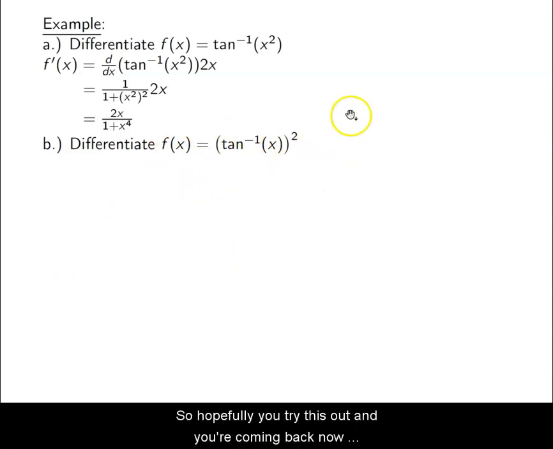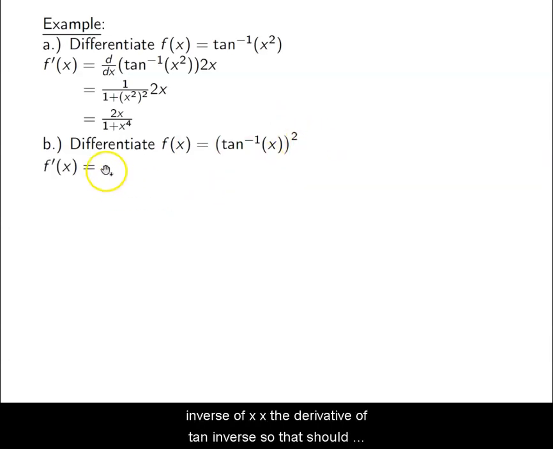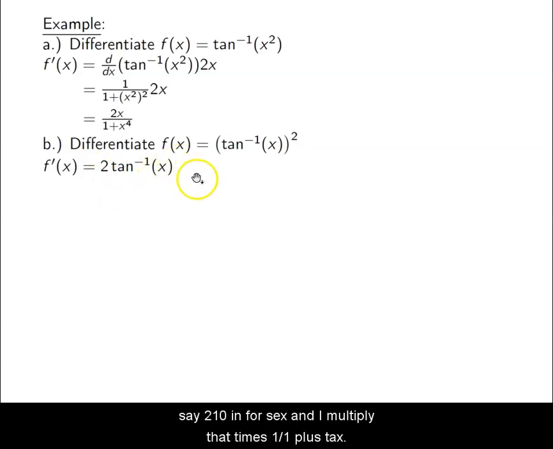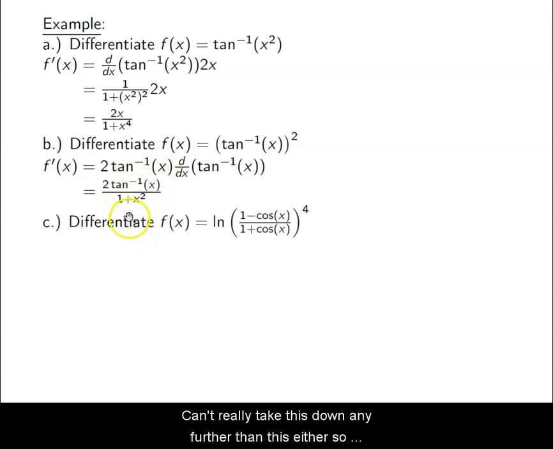Okay, so hopefully you try this out and you're coming back now to check your work. So here's just the standard chain rule, right? So the outside function in this case is squaring. So I have 2 times tan inverse of x times the derivative of tan inverse. So this should say 2 tan inverse x, and I'll multiply that times 1 over 1 plus x squared. Okay, the derivative of tan inverse. So I got 2 tan inverse x on top over 1 plus x squared. Can't really take this down any further than this either. So this is as far as we can simplify.